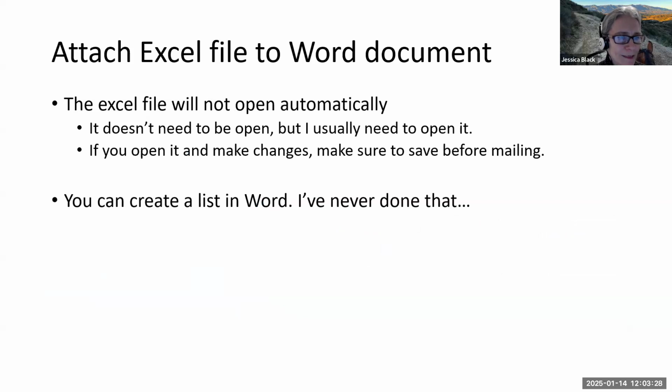So the Excel file is not going to open. If you already have it open, that's fine. I usually open it anyway because I'm always sending different things to different rows, right? And we'll get there. If you do open it and you make changes, you have to save it before mailing because Word is going to query the saved version of the Excel file. You can also create a list in Word. I've never done that, but that's one of those options. Okay, any questions so far?